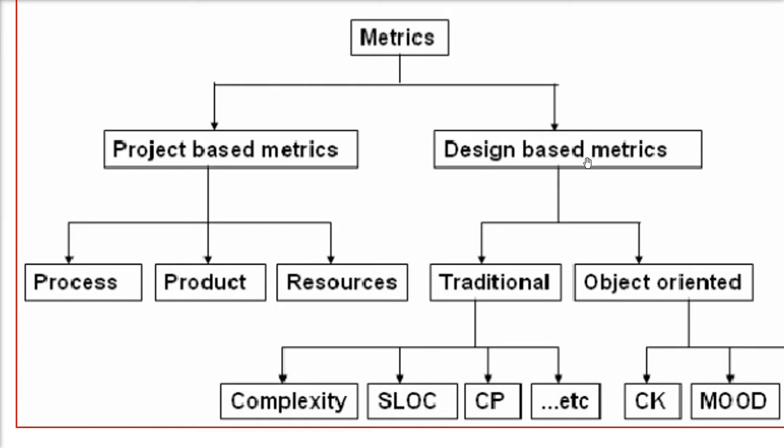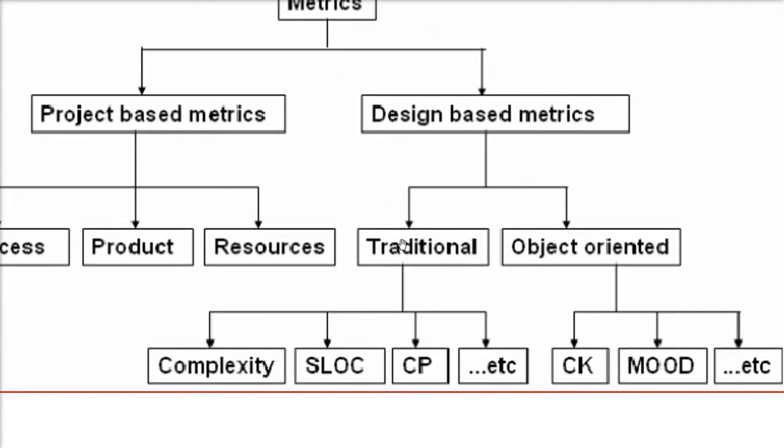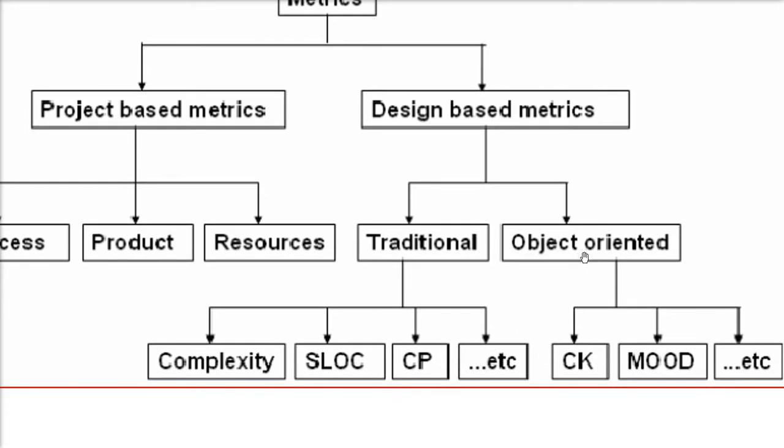In the design based, the traditional or the conventional software we were using. And then the second type is the object oriented, where the object is the key. So the design based metrics on traditional can be the cyclomatic complexity, it can be the lines of code, the CP, etc. All these we are going to discuss. Along with this, the object oriented like the CK and MOOD, this also we are going to discuss.